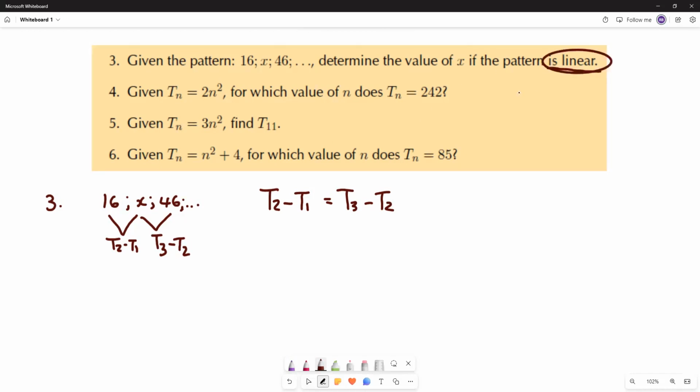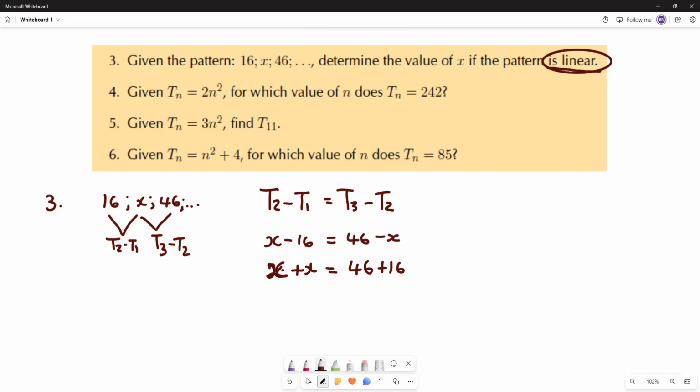So I can now substitute. My second term is X, my first term is 16, equals 46 minus X. Then I'm going to move the X to that side, which becomes 2X. Okay, let's not skip steps actually. It's going to be X plus X, because it was negative, it becomes positive. Then it will be 46 plus 16.